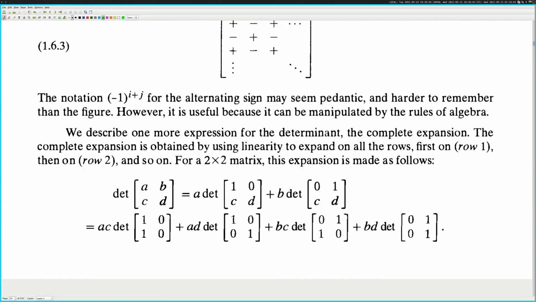We describe one more expression for the determinant, the complete expansion. The complete expansion is obtained by using linearity to expand on all the rows, first on row 1, then on row 2, and so on. For our 2x2 matrix, this expansion is made as follows. The determinant of [A B; C D] is equal to A times the determinant.